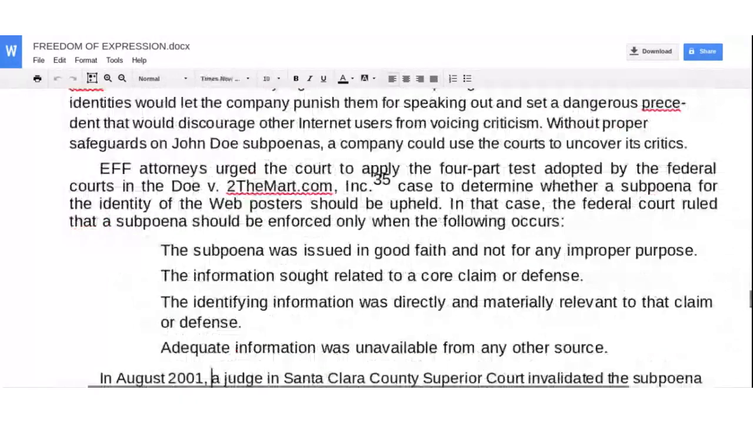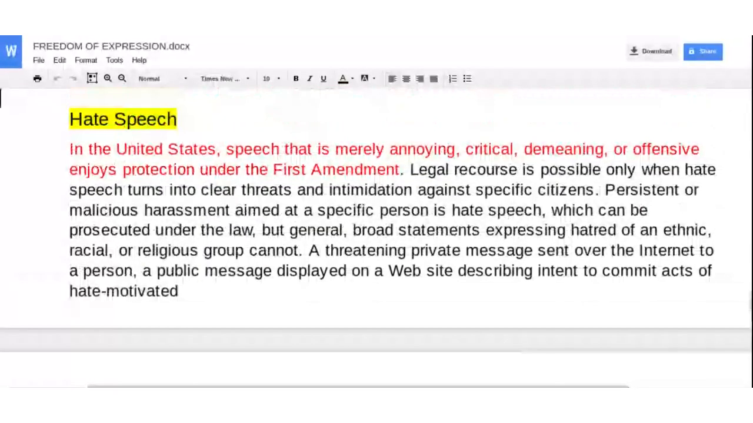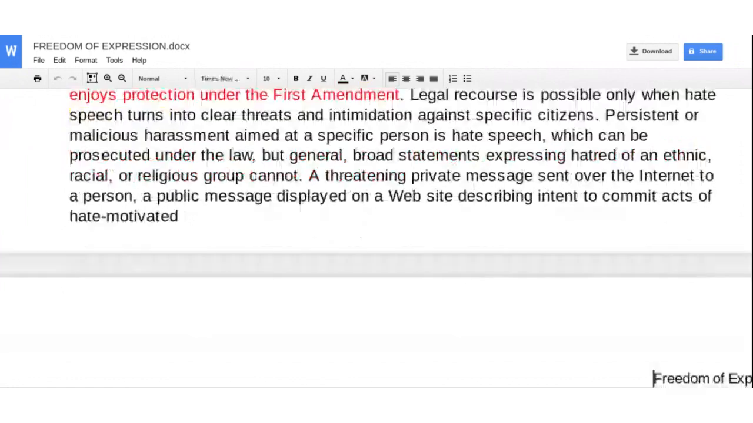So hate speech. What do we say about hate speech? Sometimes people express this on the internet. Maybe I can read the opening statement. In the United States, speech that is merely annoying, critical, demeaning, or offensive enjoys protection under the First Amendment. Actually, this one protects hate speech, so that's quite an issue. Again, most of these issues are debatable, but you can see that one is actually protecting hate speech.